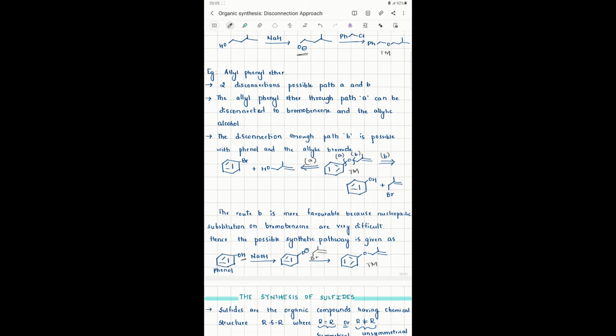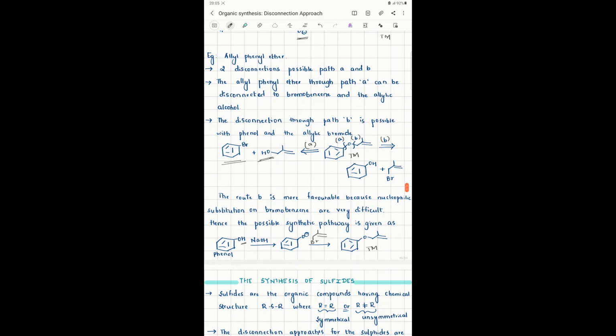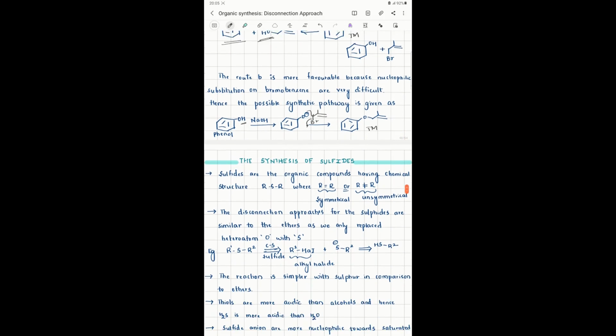This is because substitution on bromobenzene becomes very difficult, and OH is not a good leaving group. It is very difficult to abstract the proton from the alcoholic system. Whereas under the phenolic system, phenol in the presence of NaOH easily gives away its proton and gives me an alkoxide ion. This is going to attack the carbon, and bromine is a very good leaving group, and in turn it is going to give me my target molecule.